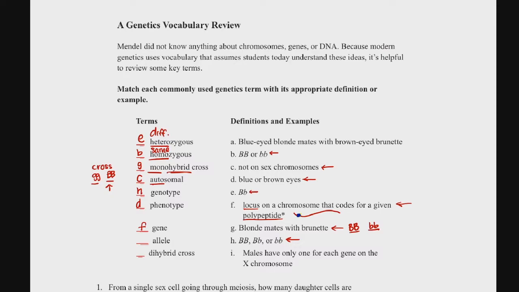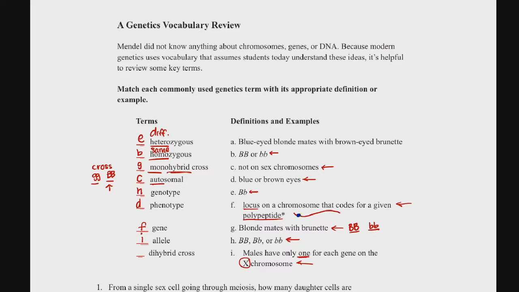Great. Allele is one of two or more forms of a given gene variant. So an example of this would coincide with I, where males have only one for each gene on the X chromosome. Awesome, that's I.